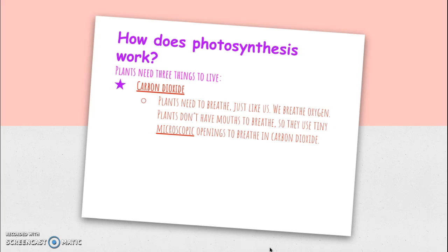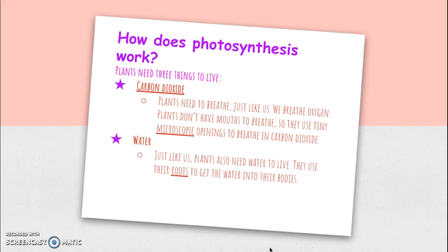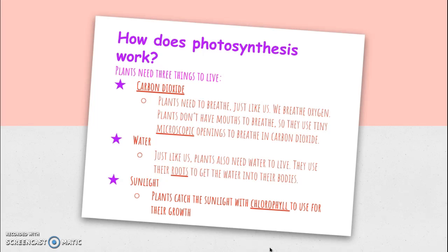So what's another thing that plants need to live? That's right, water. Plants, just like us, need water, and they use their roots to get the water into their bodies. Where are the roots of a plant? Can we see them when we look at a plant? No, that's right, they're underground. Okay, and what is the third thing that the plant needs to live? That's right, sunlight.